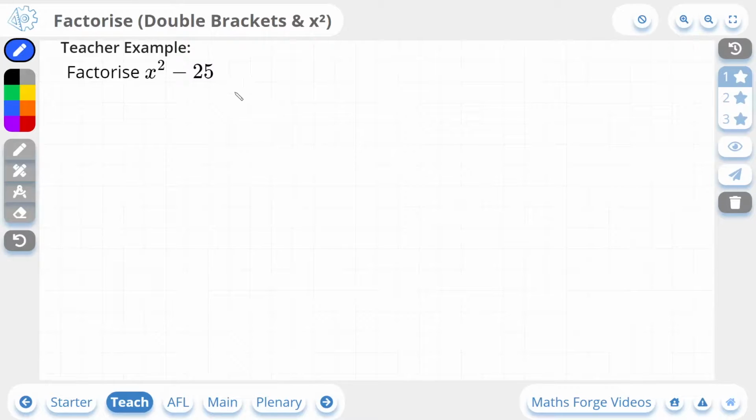Hi everyone, this is Jack from Maths Forge, and in today's lesson we're going to be doing factorizing double brackets with an x squared. So let's take a look at our first example. Here we're being asked to factorize x squared minus 25.